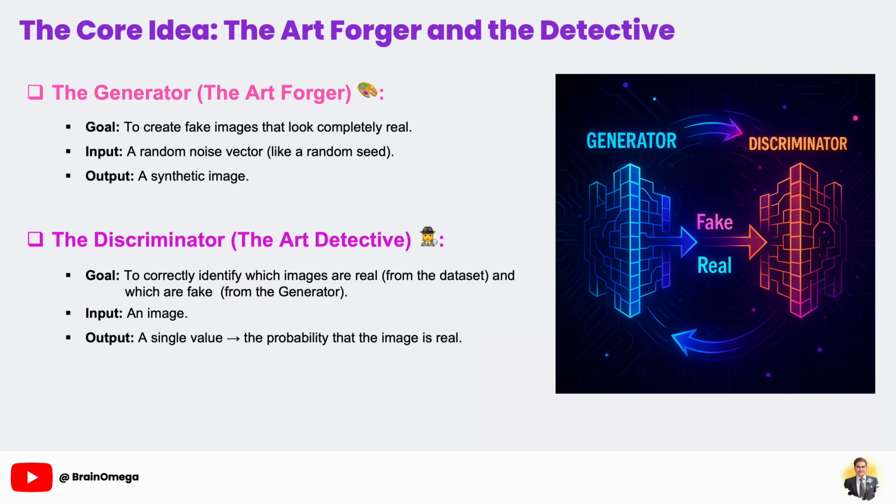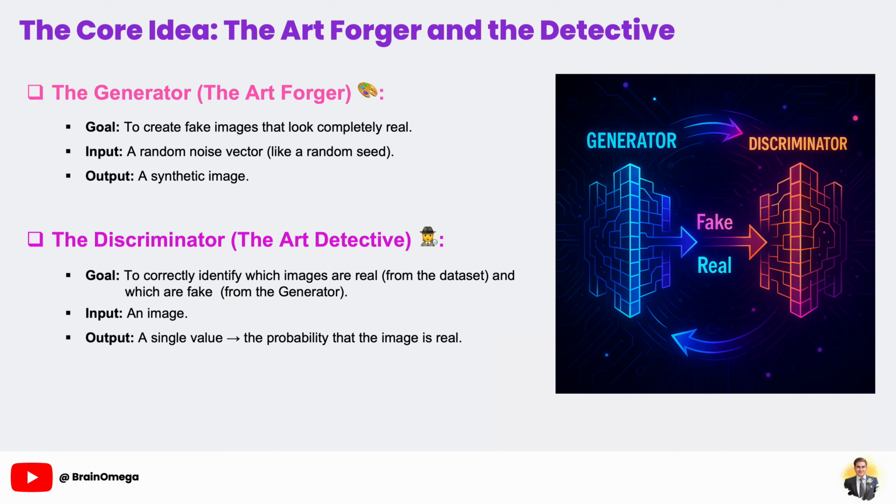The second network is the discriminator, our sharp-eyed art detective. Its job is to be an expert critic. It looks at an image and must determine if it's a priceless original from the real museum, our dataset, or a forgery created by our generator.